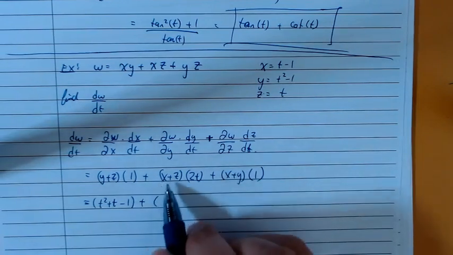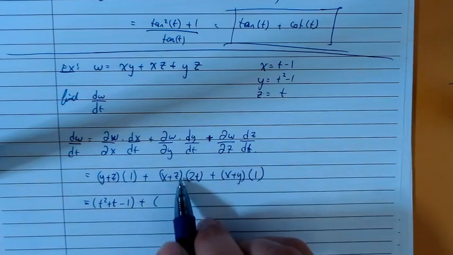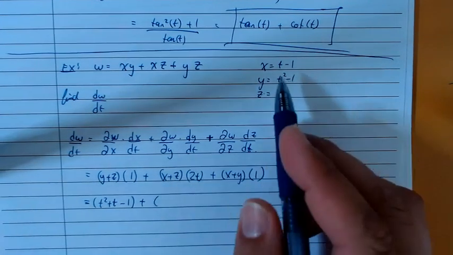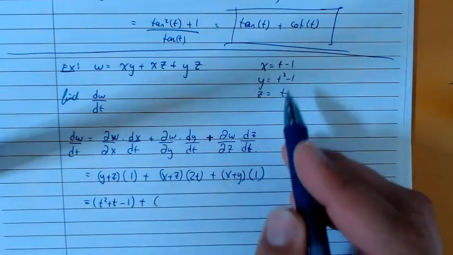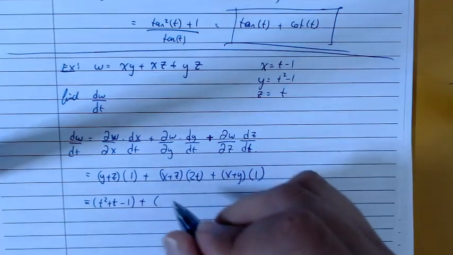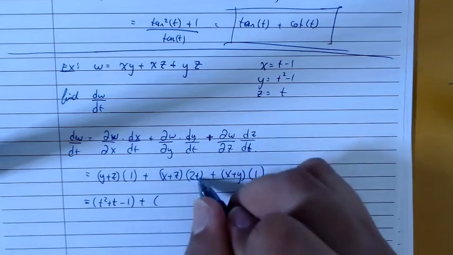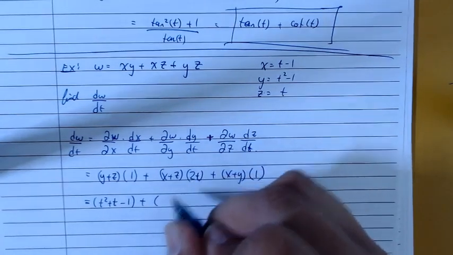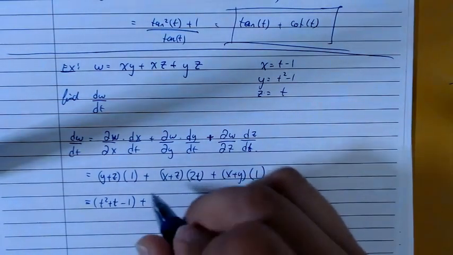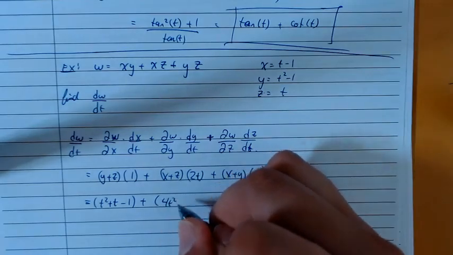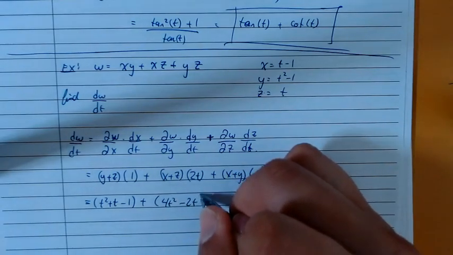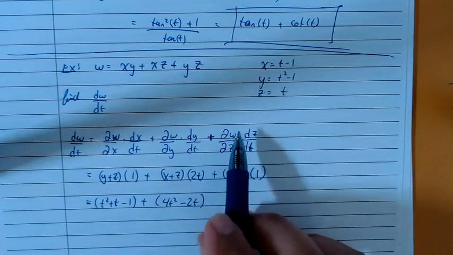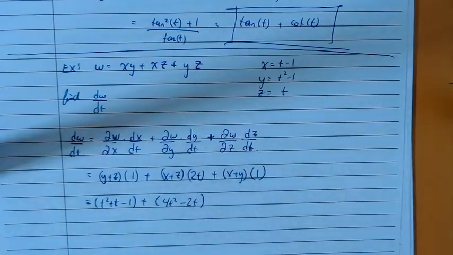Plus, over here we want x plus z. Okay, so we're going to add these together. That's going to be t plus another t. That's 2t minus 1. Oh, but we're multiplying that by 2t. So 2t minus 1 times another 2t is 4t squared minus 2t. Plug these in and then multiply by 2t.